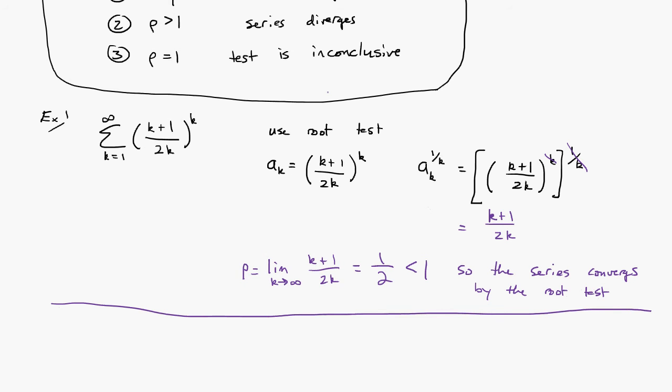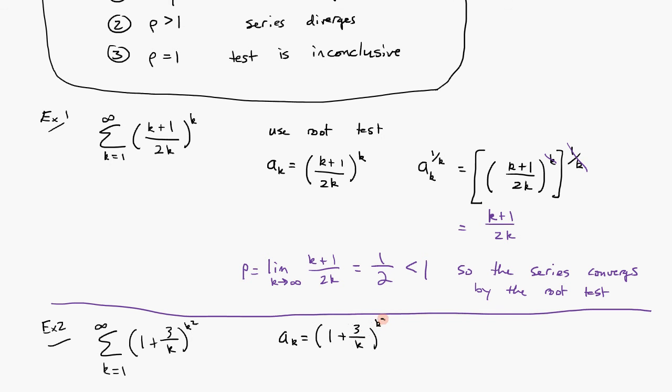Okay, let's take a look at another example. Suppose I have the sum k equals 1 to infinity of 1 plus 3 over k raised to the k squared power. Again, there's an expression involving k in the base and another involving k in the exponent. Using the ratio test might be somewhat complicated, but we'll see that the root test is simpler. So a sub k is equal to this expression here.